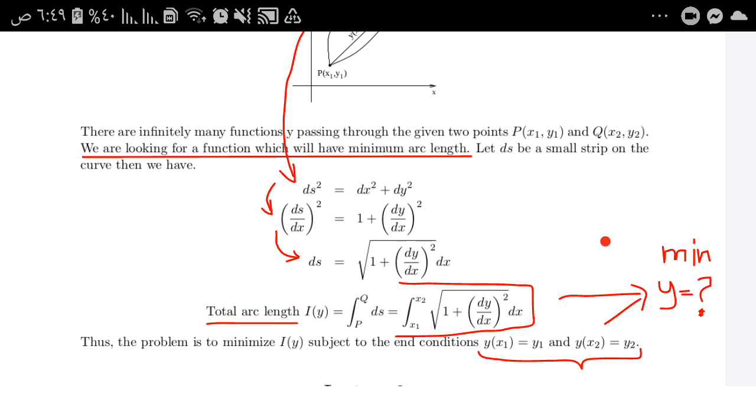In this part, we are not looking for the solution. We want to explain the concept of calculus of variation.